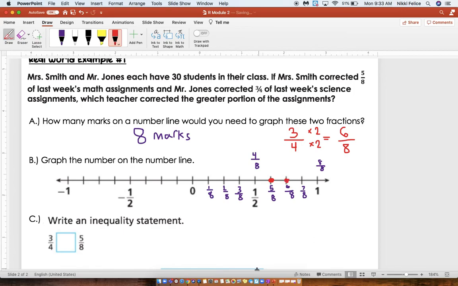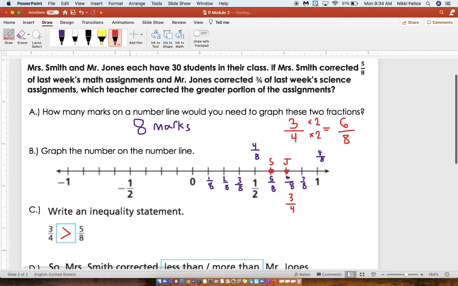So Mrs. Smith, she graded 5/8, and Mr. Jones graded 6/8 or 3/4. So if I know 6/8 and 3/4 are the same, I can now compare 5/8 and 3/4. Which of these fractions is more towards the right on the number line? It's 6/8 or 3/4. 3/4 is more to the right than 5/8. That's how I know 3/4 is a greater number.